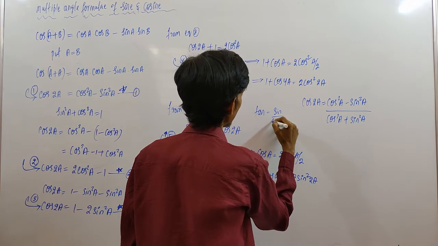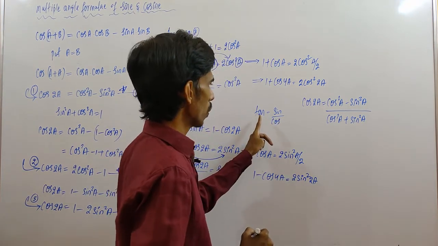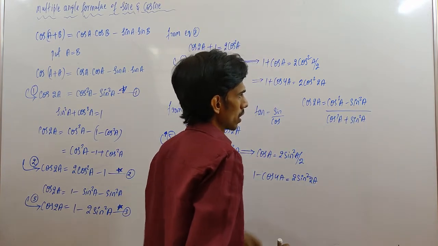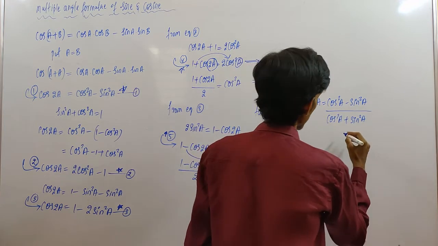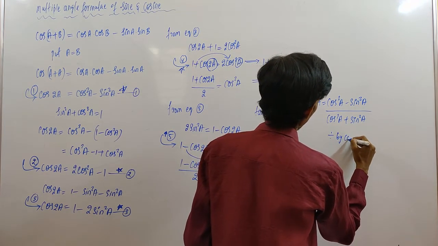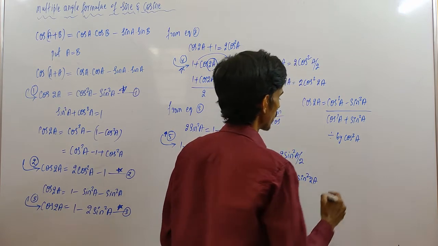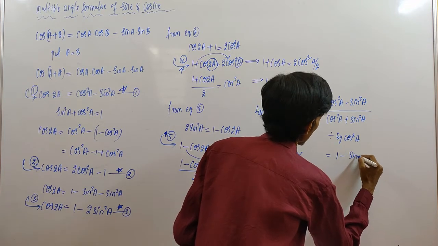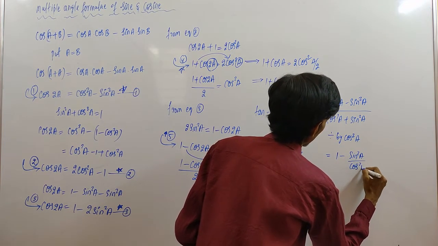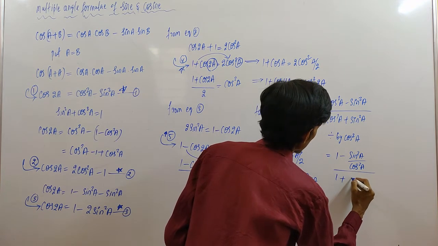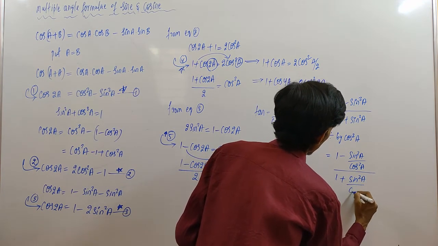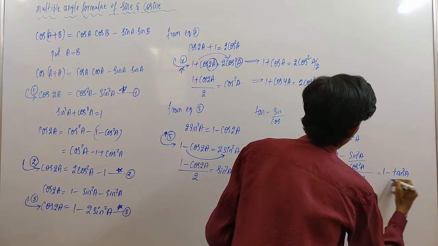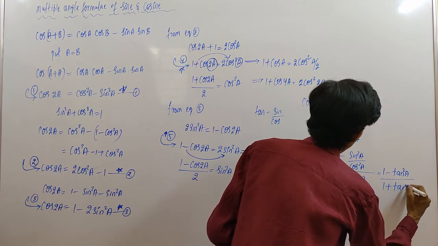Tan is sine by cos. If we want tan here, divide by cos. So that's why we divide this expression by cos square A. Then this will become 1 minus sine square A by cos square A, divided by 1 plus sine square A by cos square A. That equals 1 minus tan square A divided by 1 plus tan square A.